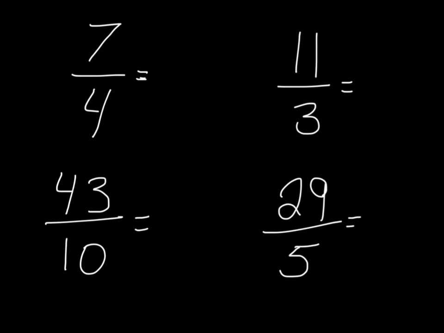Alright, for these last 4 problems I want you to use whichever method you would like to use. You can draw out the pictures, you can do it as a division problem, or you can do it as a mental math problem. Here's how I would tackle 7/4. I know it takes 4 pieces to make a whole shape. So how many groups of 4 can I take away from 7? Well, I could take away 1 whole group of 4. If I had 7, I took away 4, how much would be left over? Well, I would have 3 pieces left over. So I end up with 1 3/4.